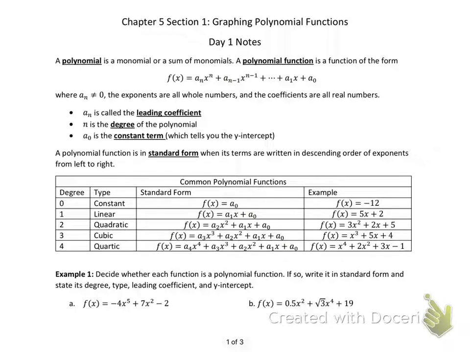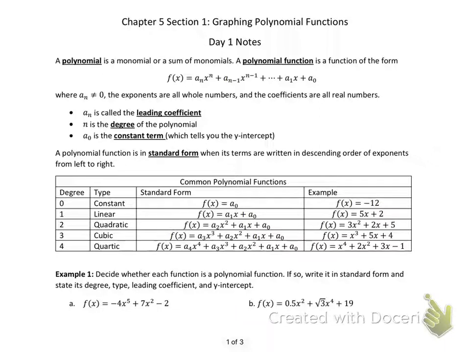So these are examples of the different types. You have constant functions, which is just a number. Linear functions, which would be like 5x plus 2, right? We've seen that. We've dealt with that. Quadratics, 3x squared plus 2x plus 5. Cubic, x cubed plus 5x plus 4. Now look at that one, right? It's missing an x squared. It's still cubic, right? It's still a cubic function because the highest exponent is 3.